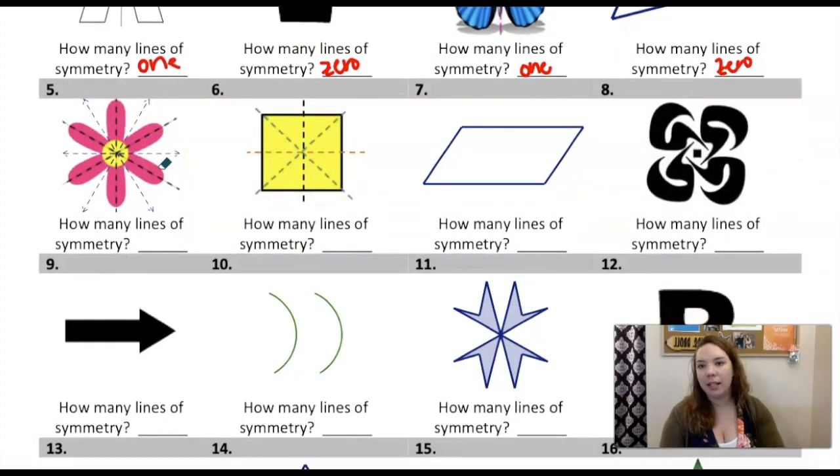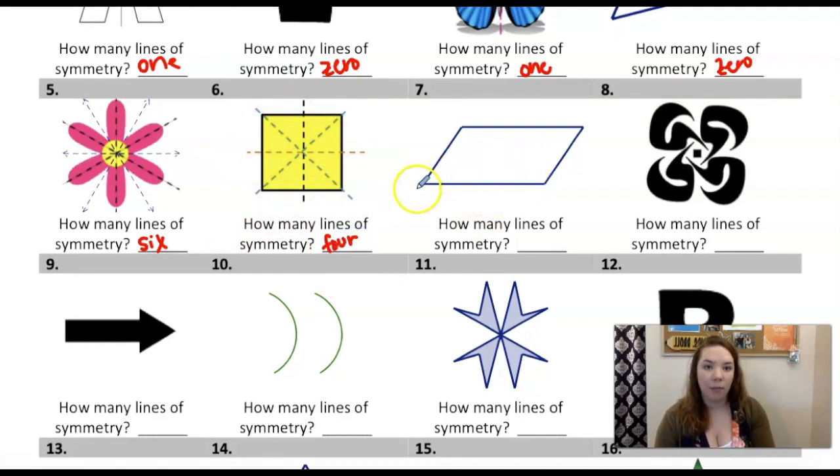Number 5, how many lines of symmetry? So again, they sketched them here for us, which is nice. That's not usually how it works where they're already on there, but it looks like we have 1, 2, 3, 4, 5, 6 total lines of symmetry. You don't want to double count. So I started up here and then went around, but if I counted this, I've already counted this line. So you just don't want to count lines twice. For this square, it looks like we have 4 lines of symmetry.